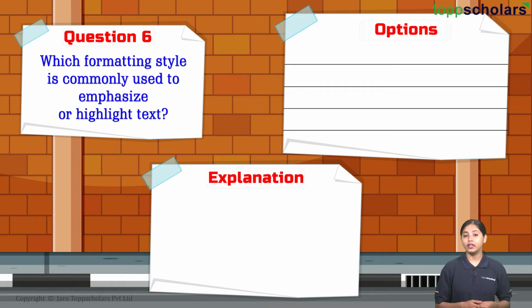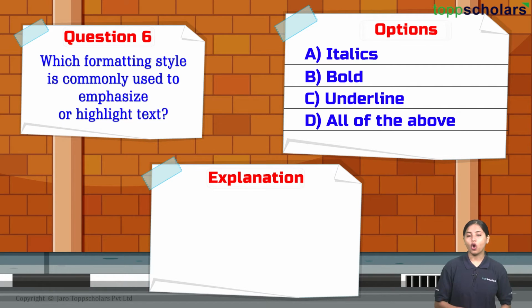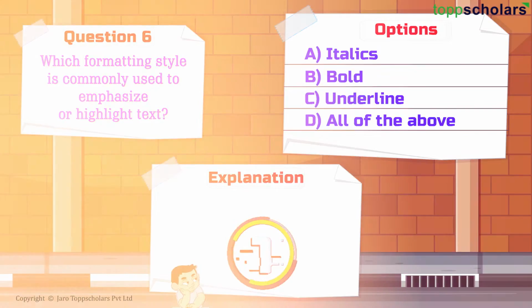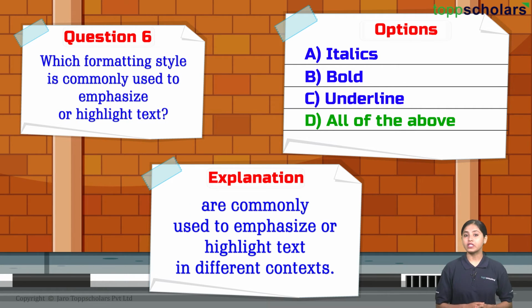Which formatting style is commonly used to emphasize or highlight text? Option A, italics. Option B, bold. Option C, underline. Option D, all of the above. Answer: all of the above. Formatting styles like italics, bold, and underline are commonly used to emphasize or highlight text in different contexts.